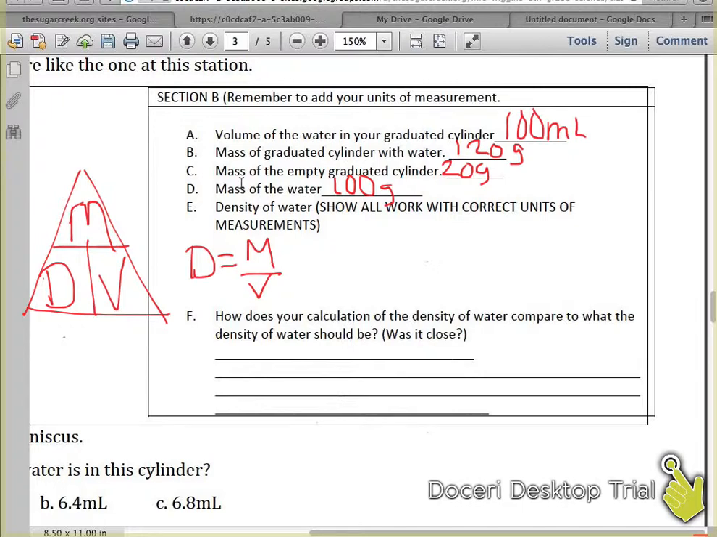All right. Now, some of you got that portion. Then you started plugging in numbers that made no sense. What is E asking for? The density of water. So therefore, we need to plug in the mass of what? Water. I didn't ask for the unit yet. Pay attention. To put the mass there, we need just the mass of water. What is the mass of the water? 100 grams.